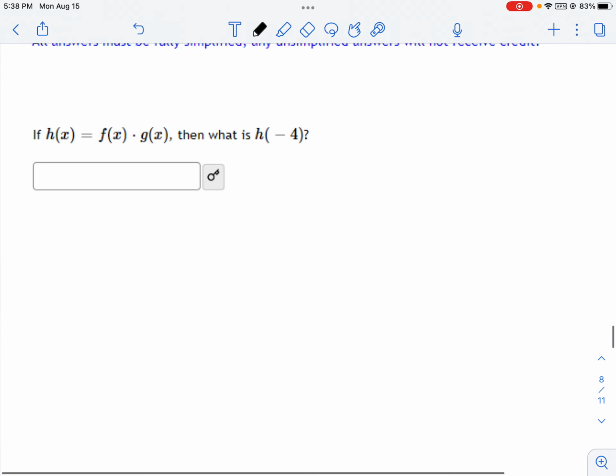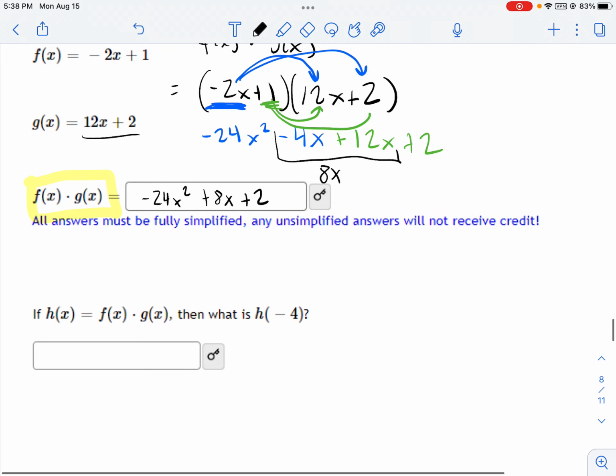Okay? Now in this next part it says if you have a third function, h of x, and that is the two functions you just multiplied together, then what is h of negative 4? Well, this looks a little bit into function notation here, where we say, okay, well, normally we see an x there, but what is in its place instead of an x? It's a negative 4.